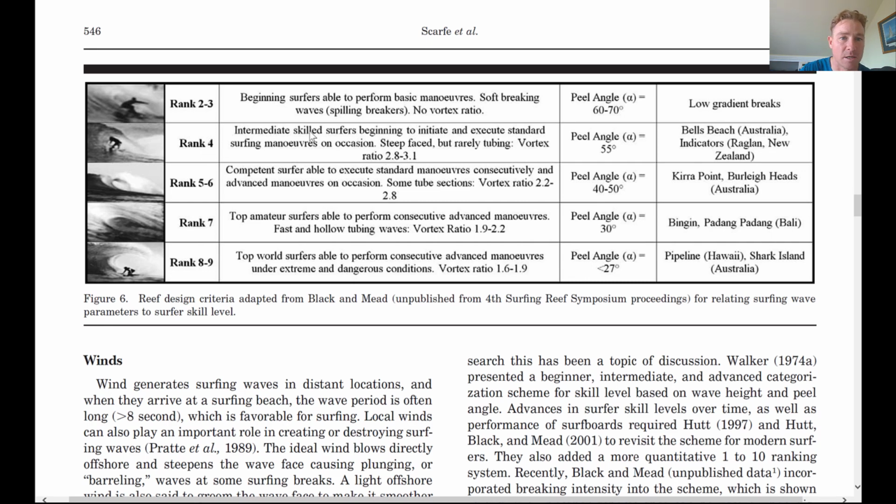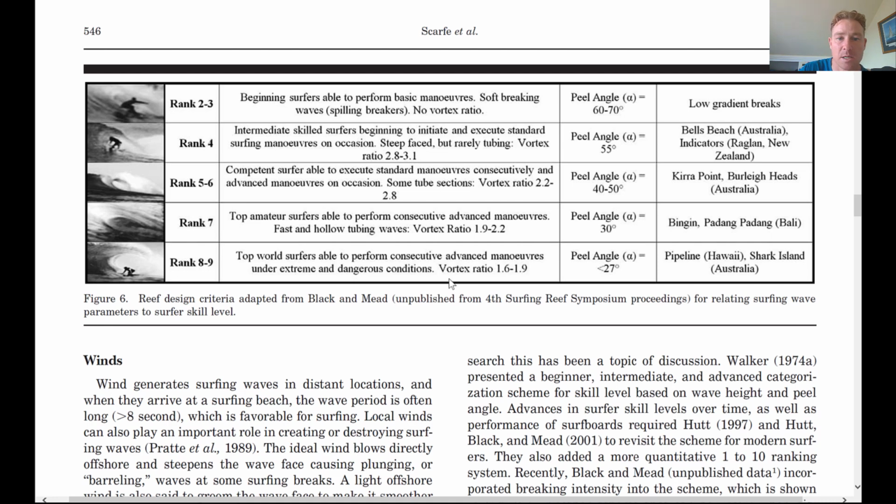So a rank 4 is an intermediate skilled surfer, beginning to initiate and execute standard surfing maneuvers on occasion, steep face but rarely tubing. Vortex ratio 2.8 to 3.1. Peel angles, 55-degree limit. And you've got Bell's Beach or Raglan in New Zealand. So they're doing essentially the same thing. I'm not going to go through every single one.